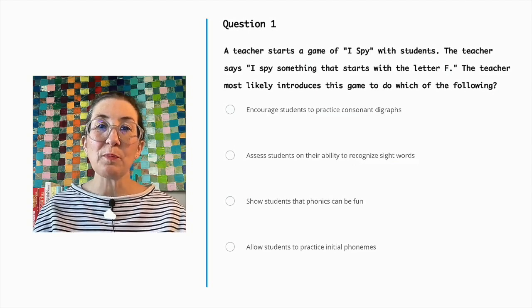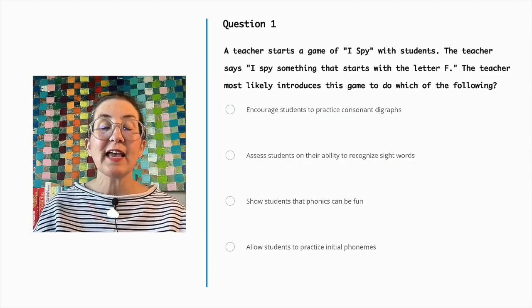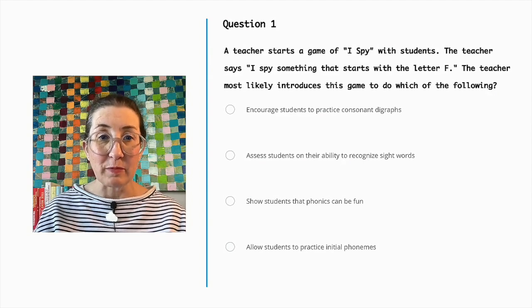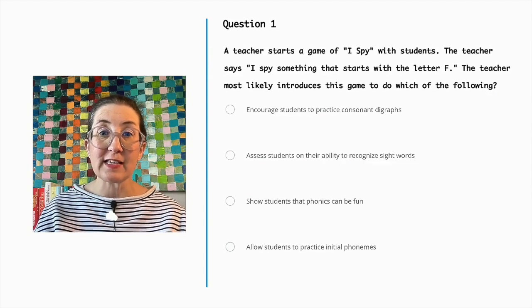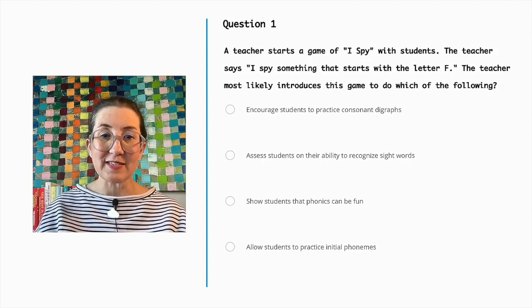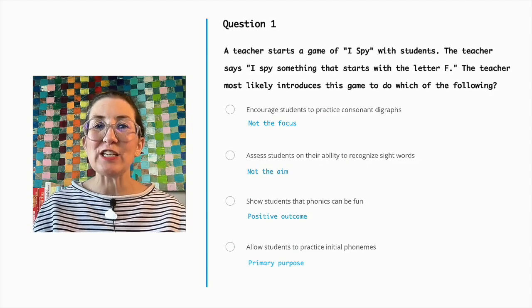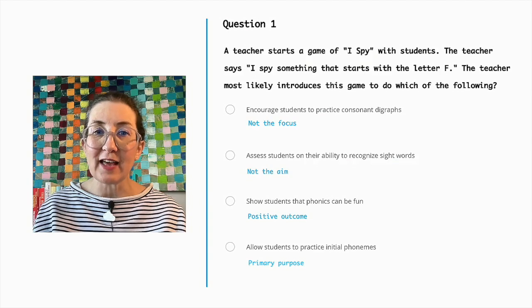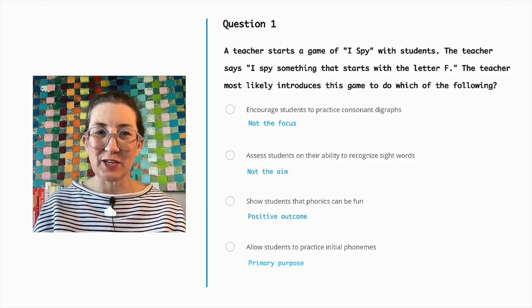Assessing students on their ability to recognize sight words is not the main focus of this game. Encouraging students to practice consonant digraphs is also not the aim. Showing students that phonics can be fun is a positive outcome, but not the primary purpose. The correct answer is to allow students to practice initial phonemes, as the game I Spy with a focus on starting letter helps students identify and practice initial sounds in words.